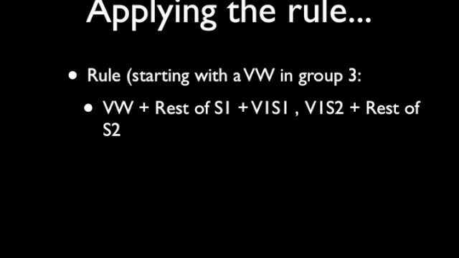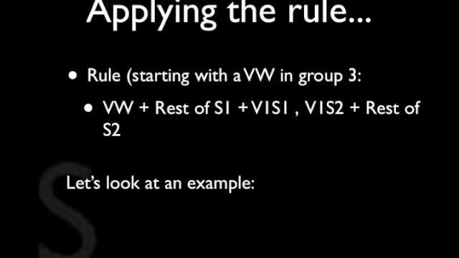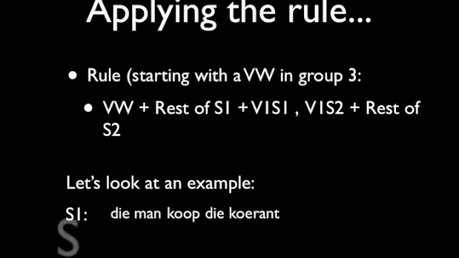Right, so when you're applying the rule, I'm going to use a group 3 conjunction as an example. Sentence 1 that I'm going to use here is "Die man koop die koerant", and sentence 2 "Hy lees die nuus", and the conjunction that I'm going to use is "omdat". So in other words, I'm going to put omdat at the beginning of sentence 1. Now, as you see the rule there, first you've got the conjunction, then the rest of sentence 1, and then at the end of sentence 1 you've got verb 1 from sentence 1, then a comma, then verb 1 of sentence 2, and then the rest of sentence 2.